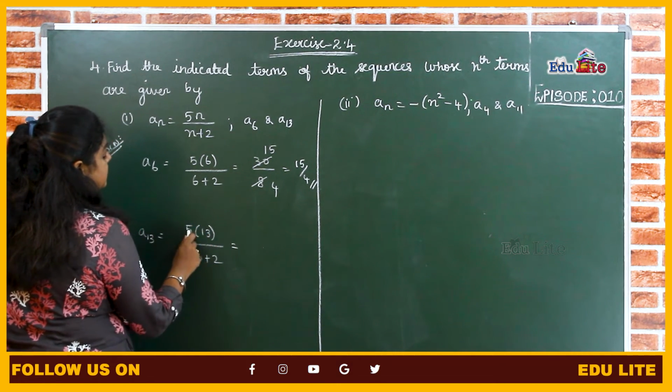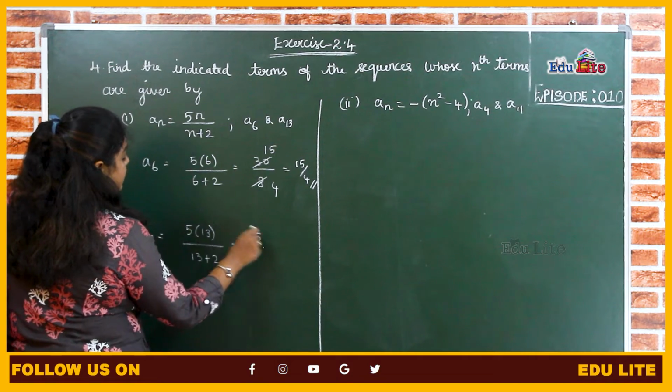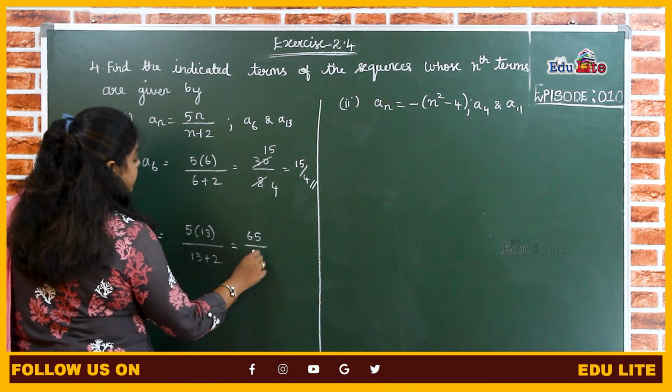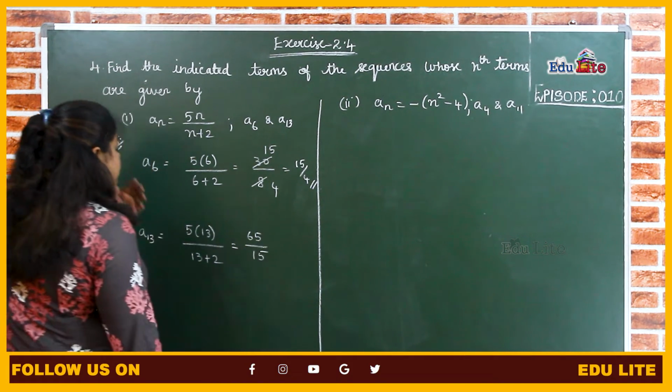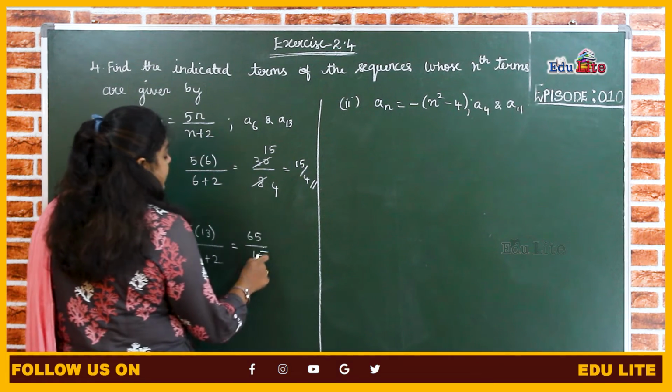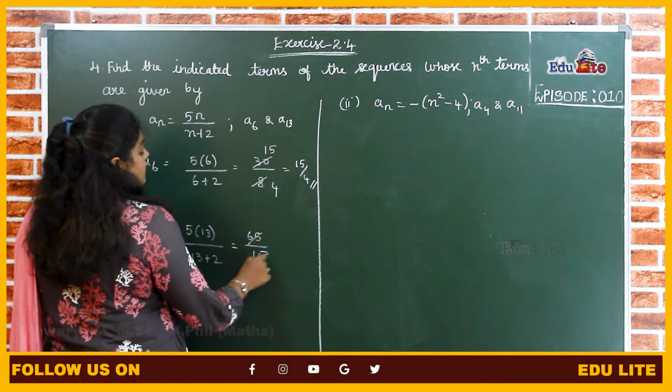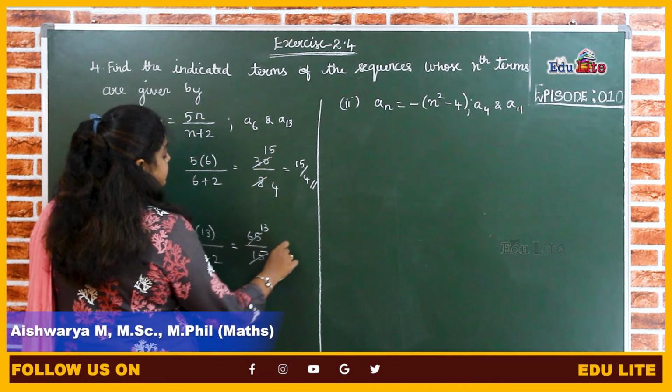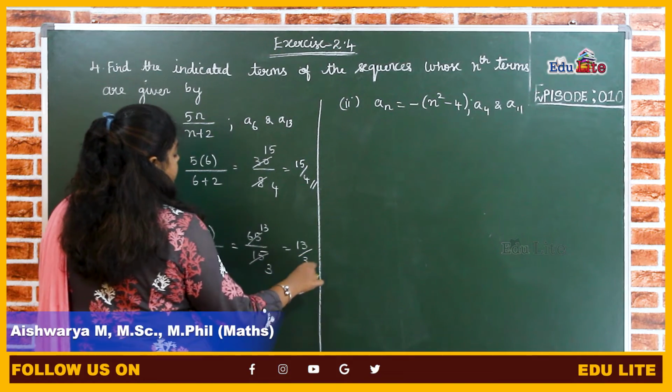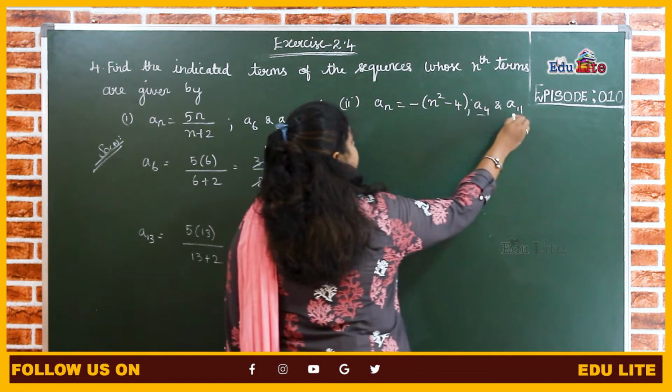So, 5 into 13, if it is 15, 1 balance 5, 6 divided by 15. In 5 tables, we can cancel 65 and 15. 13 times, 3 times. Therefore, 13 by 3. Now, we have to find A4 and A11.